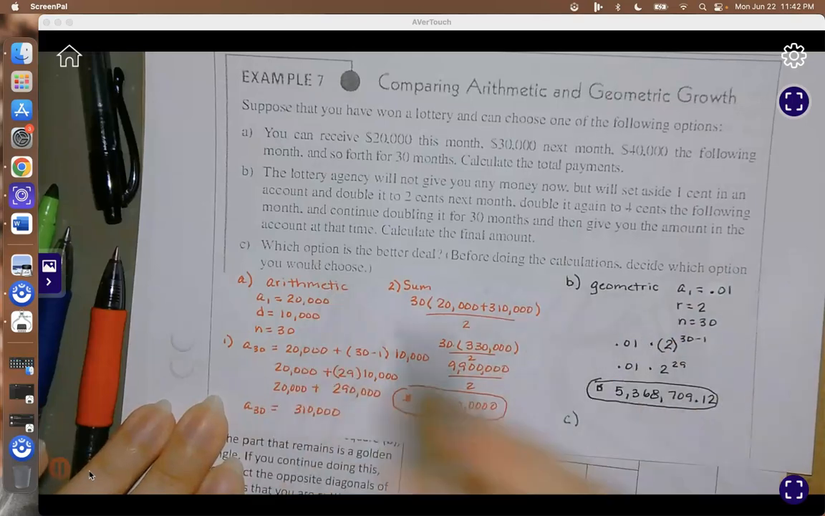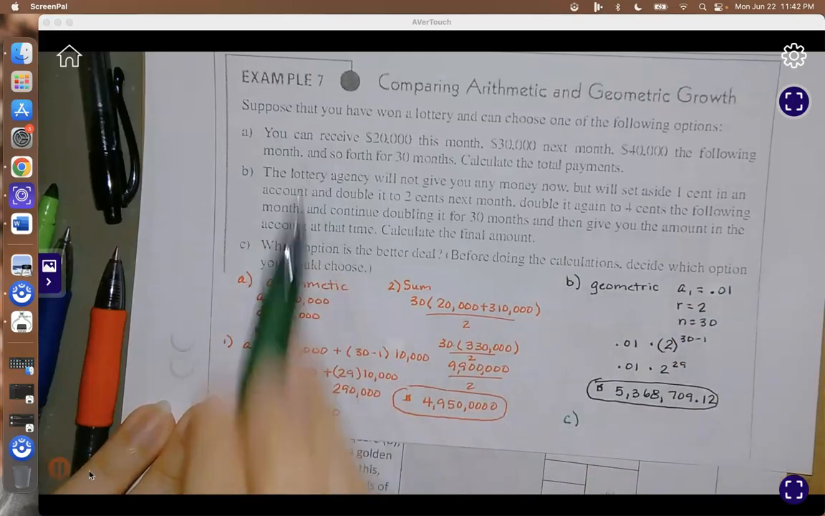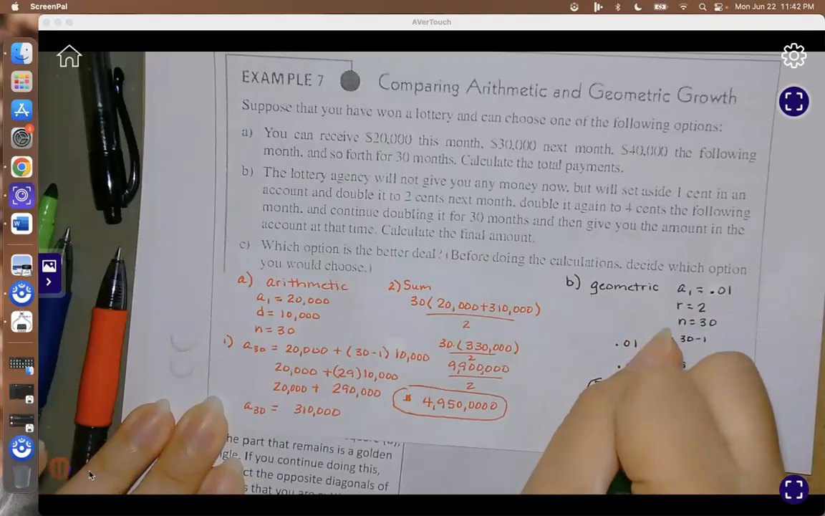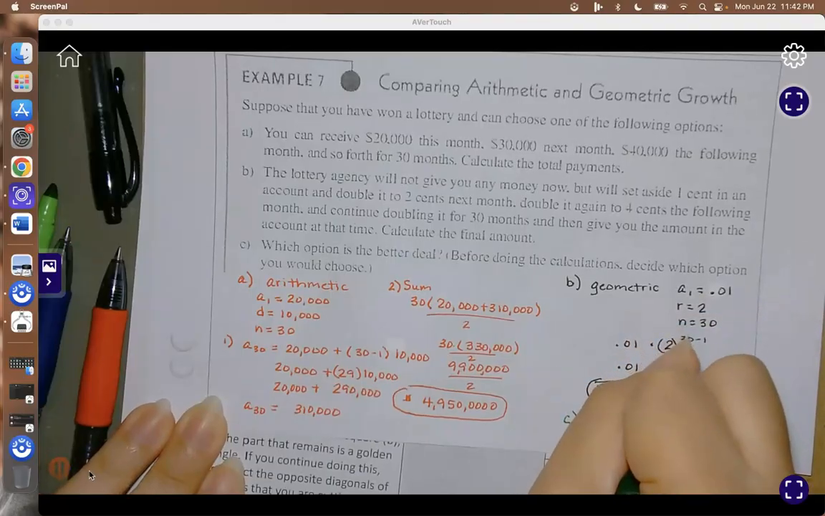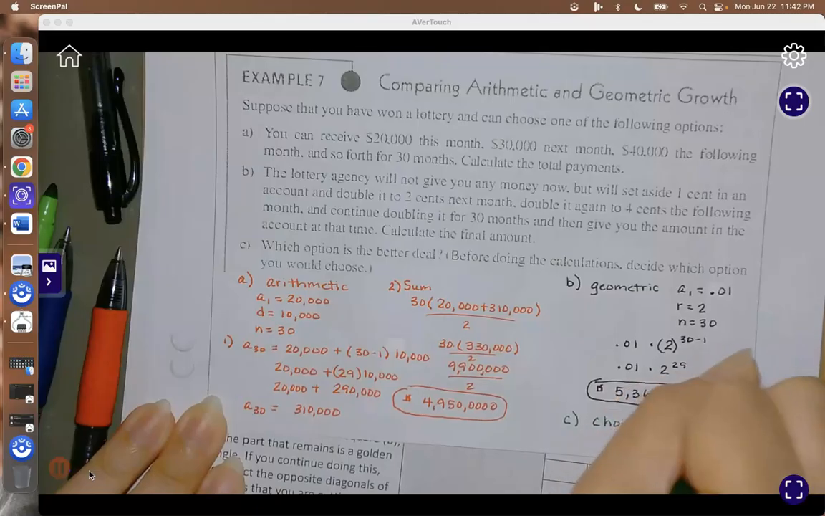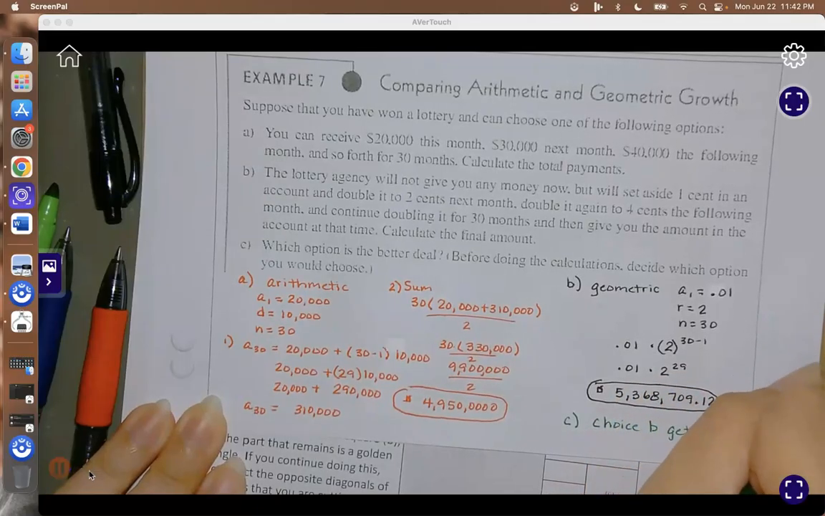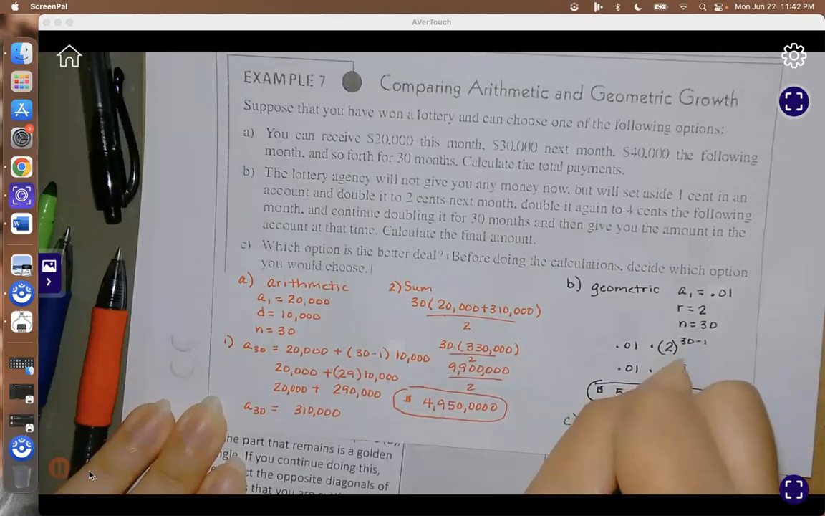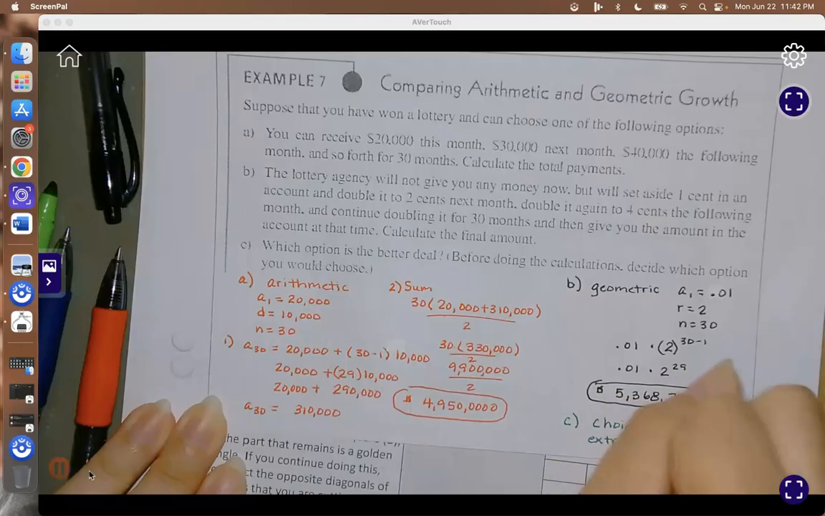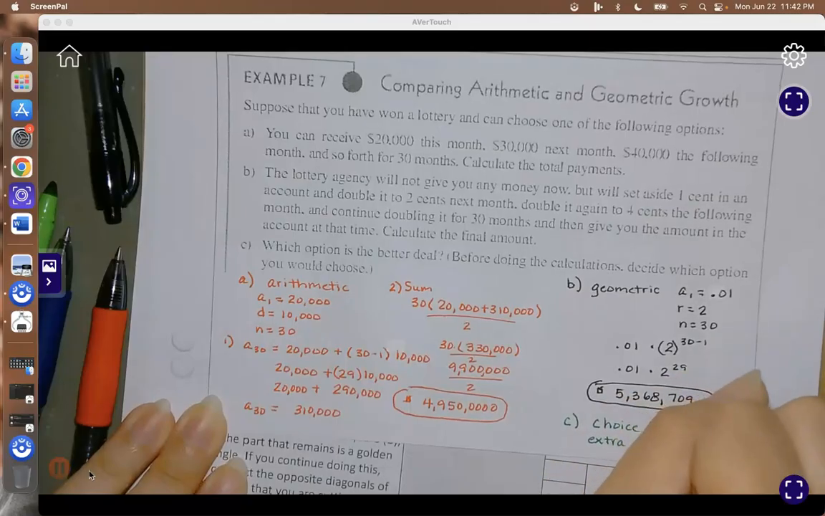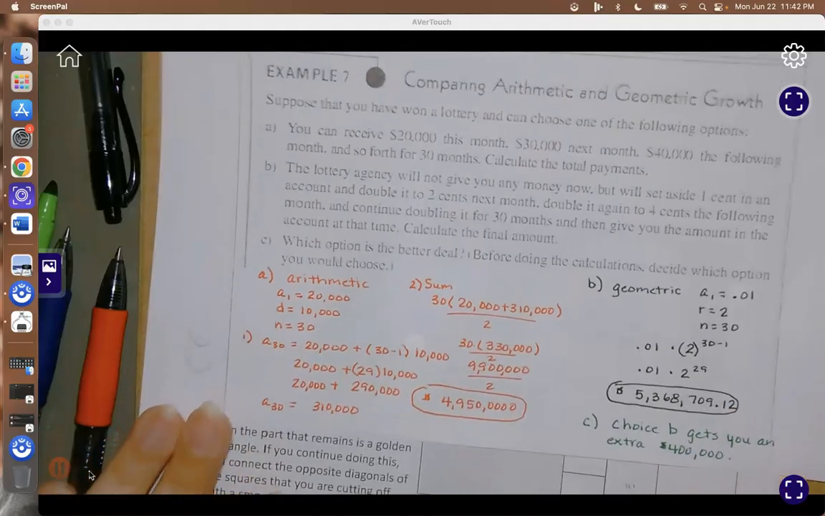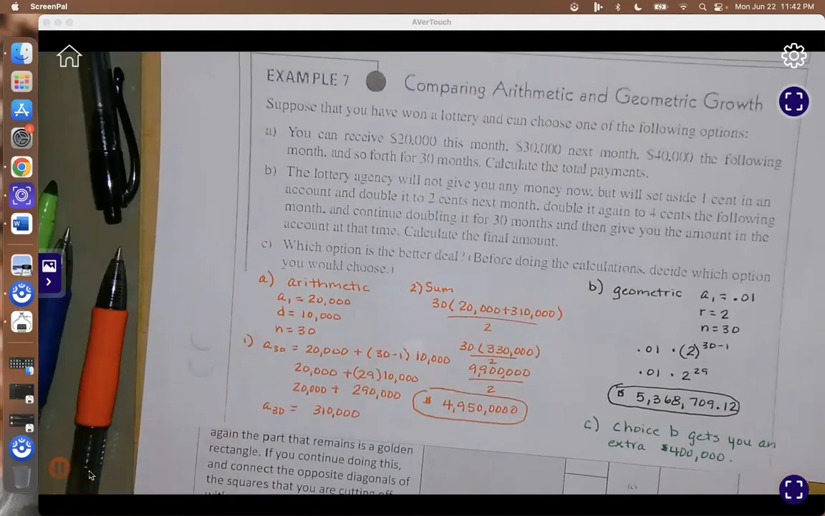And it says before doing calculations, most people are going to pick A, but choice B gets you an extra roughly $400,000. Okay? Alright, so that one's that.